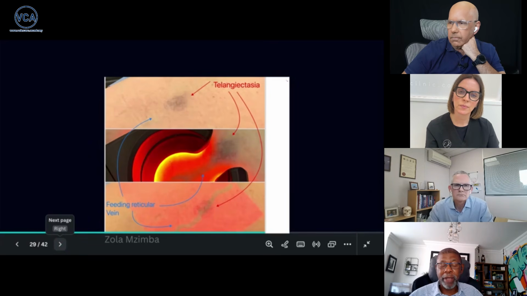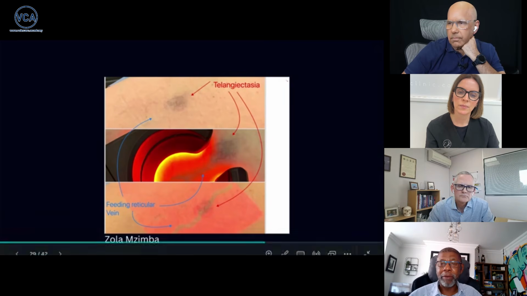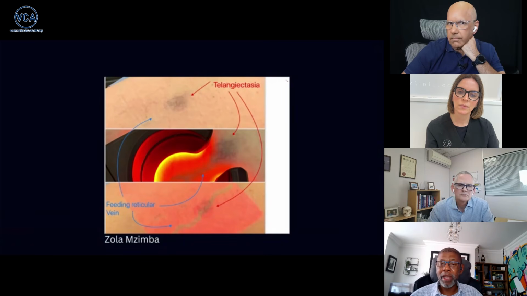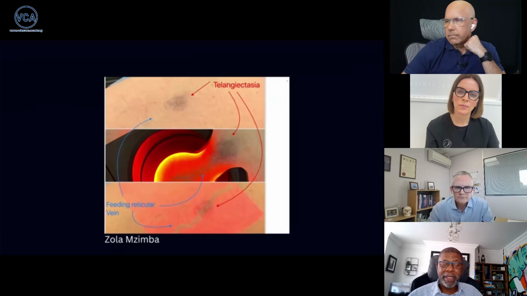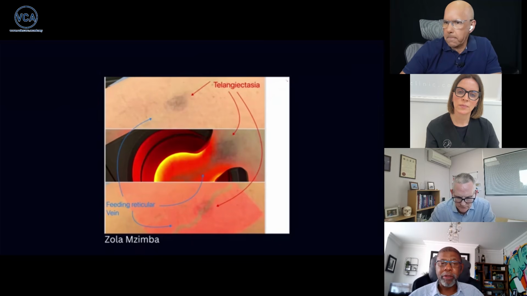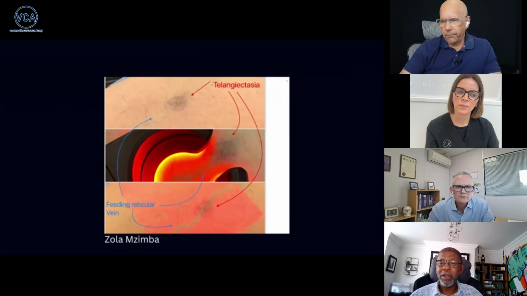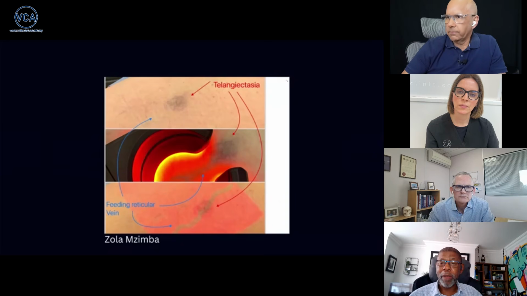So near-infrared sends near-infrared light into the skin. The thing is, near-infrared is more absorbed by hemoglobin. So less near-infrared gets reflected back from the vessel than from the surrounding tissues. It's then got some very clever software and electronic jiggery-pokery, and in real time, it illuminates an image on the skin as to where it is.